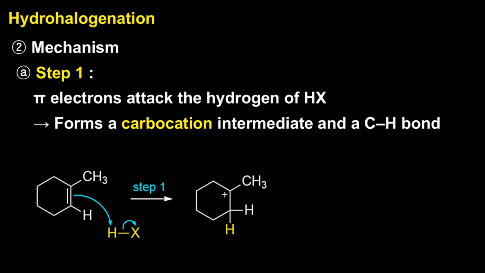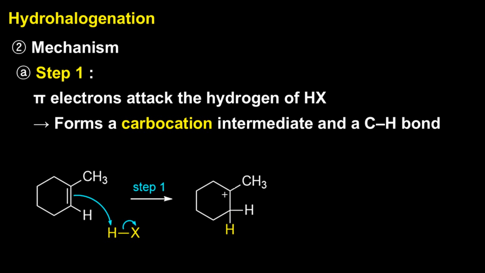Now let's break down the mechanism. Step 1 is all about protonation. The pi electrons in the alkene go after the hydrogen in HX. That creates a new C-H bond. And at the same time, a carbocation forms on the other carbon, the one that was originally part of the double bond. This step is slow, and it's the rate-determining step of the reaction.